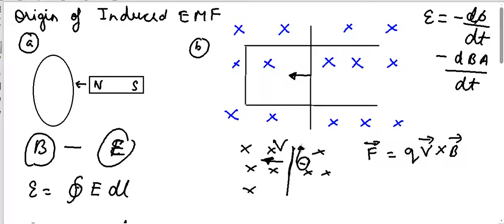Remember that electrons are negatively charged, so they will experience a force opposite to the direction for a positive charge. If you apply those concepts, you will find that all the electrons start to move towards this end of the conductor. When these electrons move towards this end, this end of the conductor will slowly start getting negative charge, and the other end will start getting positive charge, because the electrons have moved from here to here.